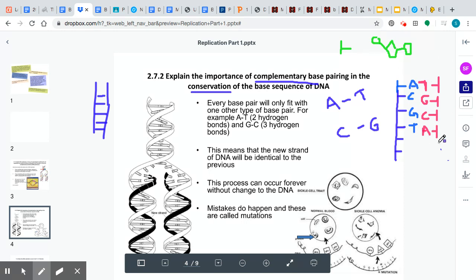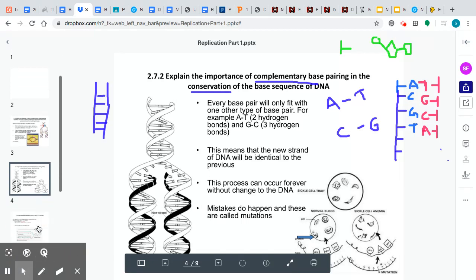So that's what we mean. Because they complementary base pair, because T always binds with A and C with G, we are guaranteed that the new piece of DNA will be just like the old one that we separated and removed. So that's what they mean by that. Okay.